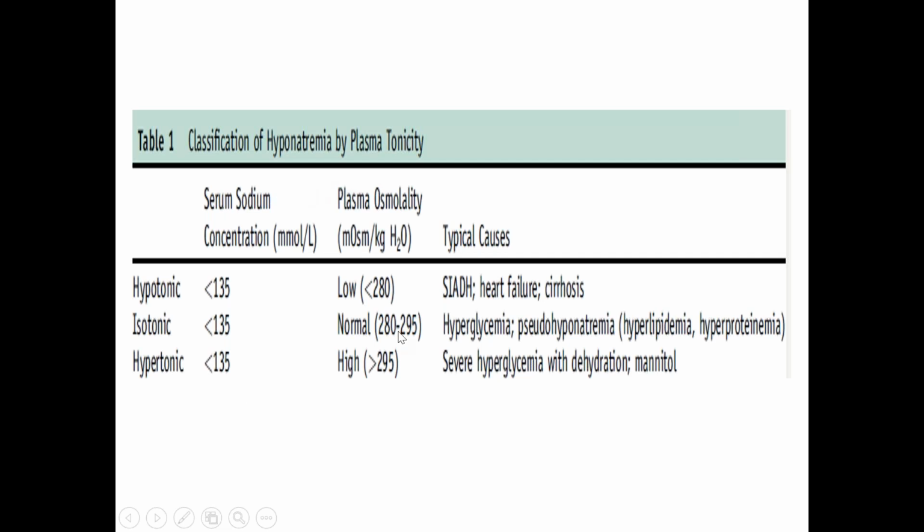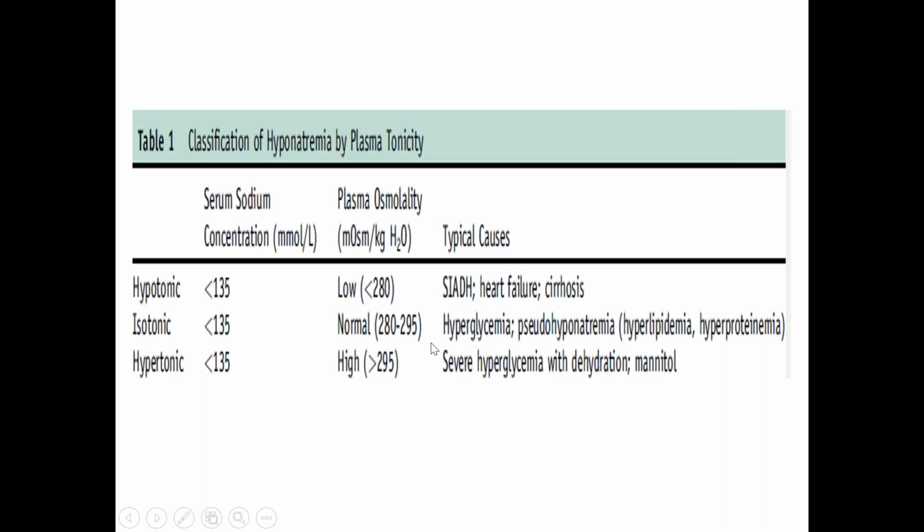It can be classified on the basis of tonicity. As we had discussed, sodium determines the amount of osmolarity. So 135 sodium corresponds to around 270 milliosmol per kg of osmolarity. If it decreases, it will lead to the other kind. So it can be hypotonic hyponatremia. These are conditions like SIADH, heart failure, because the body is retaining more amount of water in this.